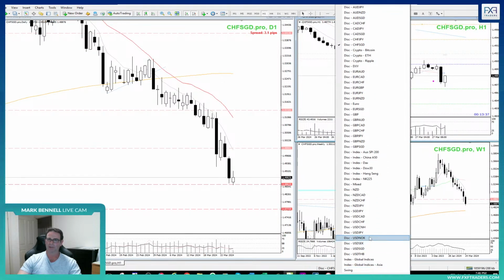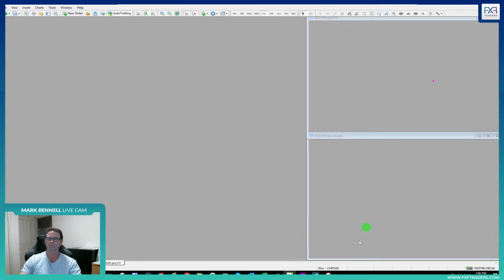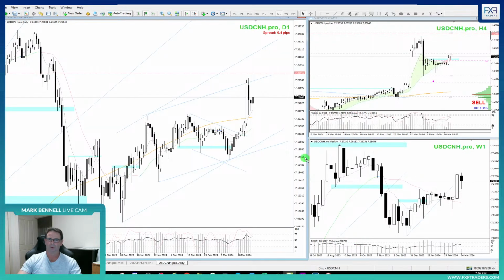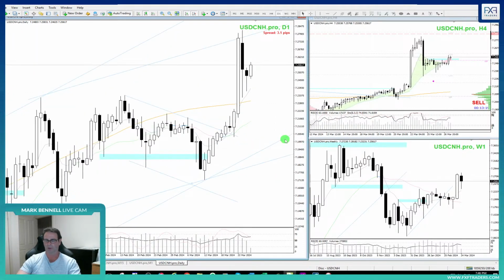Dollar Chinese yuan. Well, this is a bit of an unusual one. Nice big bar on the weekly. Notice here, it hung around the 20 and then finally popped. Had a big structure here. We found trades in there previously. Big move on the daily.